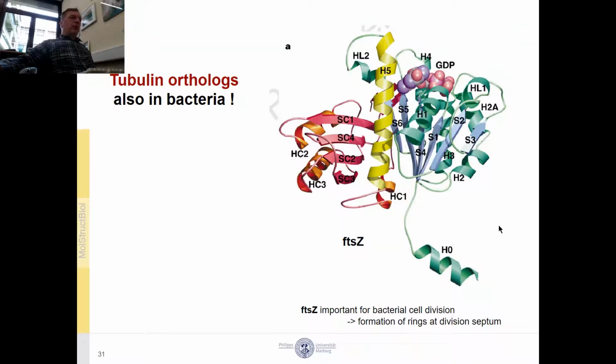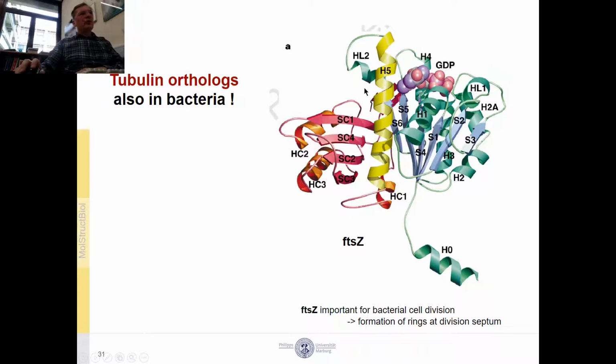Please, some more of you who like to work with bacteria. We have here a lot of bacterial interested people. Please remember, we have tubulins also in bacteria. Of course, also in here as well in some way. The most famous one is FtsZ.